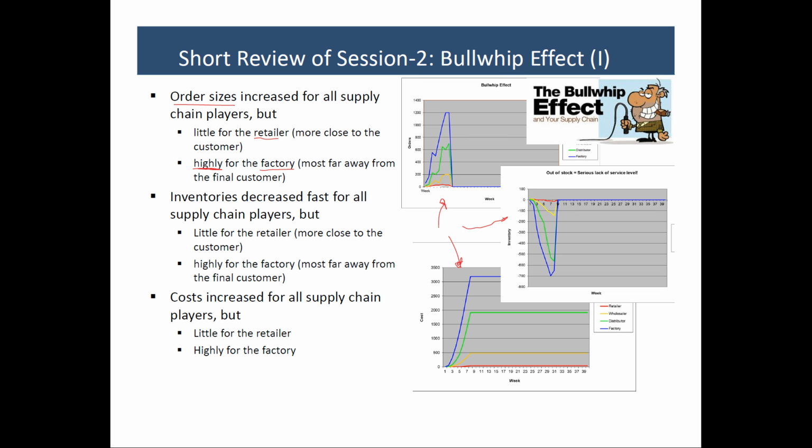So inventories decreased very fast for all supply chain partners, but very little for the retailer because of the good demand information at the customers. But if you look at the backlogs for the factory, and this is seen also in this plot, they were really, really high, with the backlog increasing very fast. And this means also that the costs increased very much for all supply chain partners. Little for the retailer once again, but very, very much for the factory.